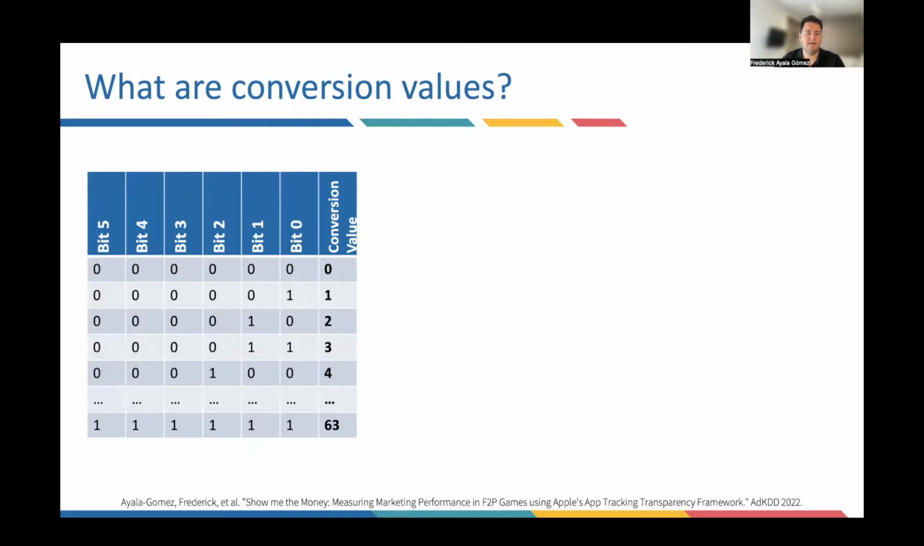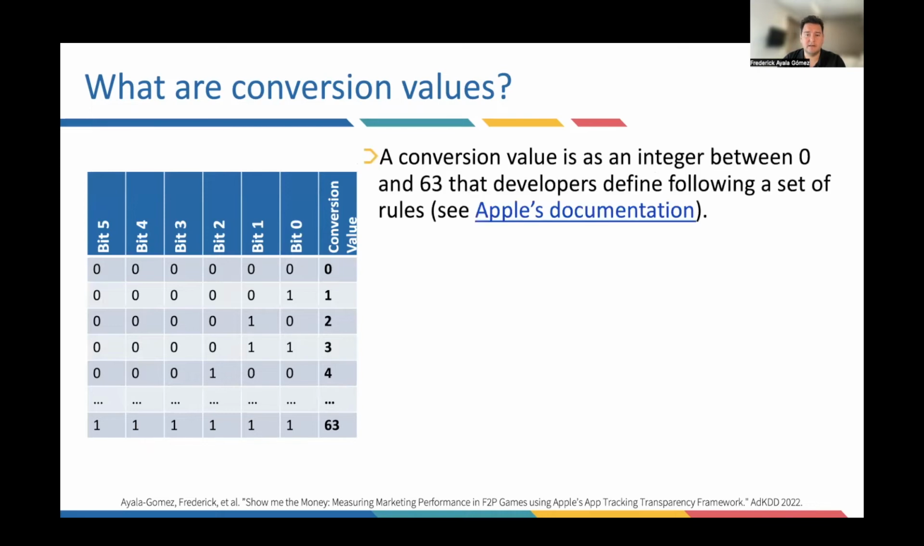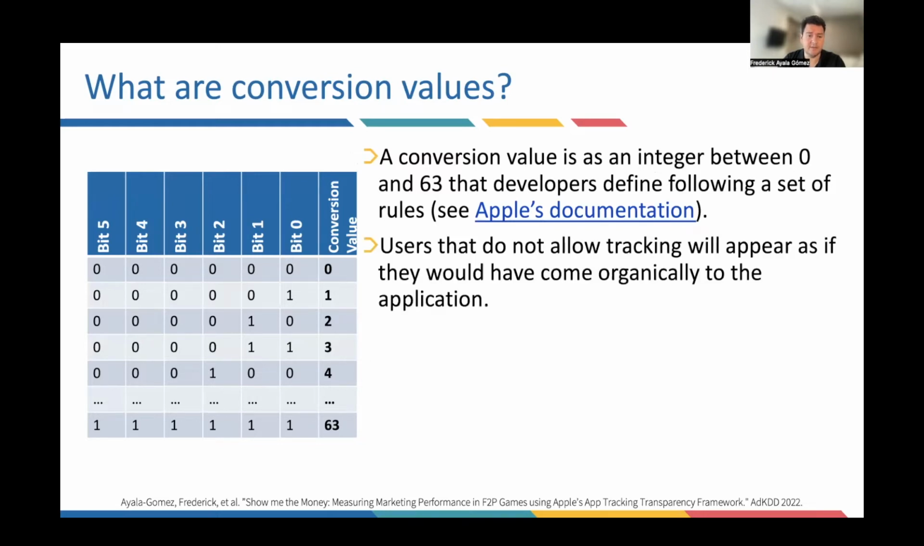What are conversion values? A conversion value is an integer between 0 and 63 that the app developers define following a set of rules. You can check Apple documentation for such rules. But basically it's up to the app developers to set the logic of what these integers mean. The users that do not allow tracking will appear as if they would have come organically to the application because there are no identifiers for advertising.